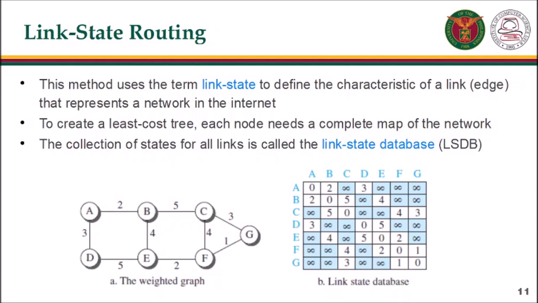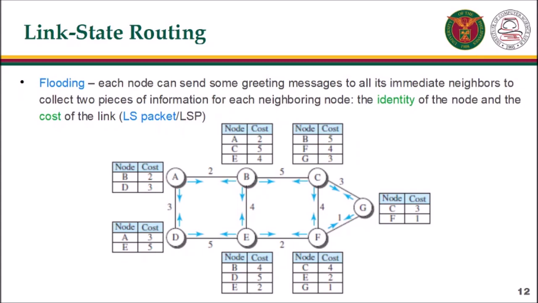The LSDB can be represented as a two-dimensional array in which the value of each cell defines the cost of the corresponding link. Each node can create the LSDB that contains information about the whole internet through a process called flooding. Each node can send some greeting messages to all its immediate neighbors to collect two pieces of information for each neighboring node: the identity of the node and the cost of the link. The combination of these two pieces of information is called the LS packet, or LSP. The LSP is sent out of each interface.